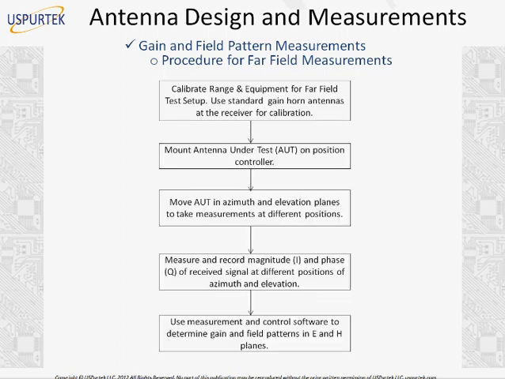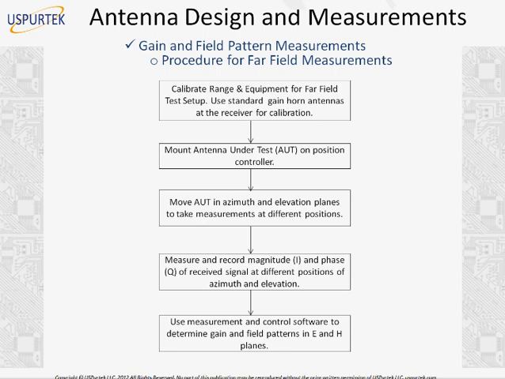Okay, now let's move to the next one. So now, far field measurements. Let's see what procedure is recommended when we are doing far field measurements, whether using an open area test site, an indoor anechoic chamber or an indoor compact range. So this is how we'll do it. First of all, we calibrate the range and equipment for the far field test setup. We use standard gain horn antennas as the receiver for calibration. So before we even mount the antenna under test, we just put a known horn antenna whose standard gain and field pattern is known, and calibrate our test setup.